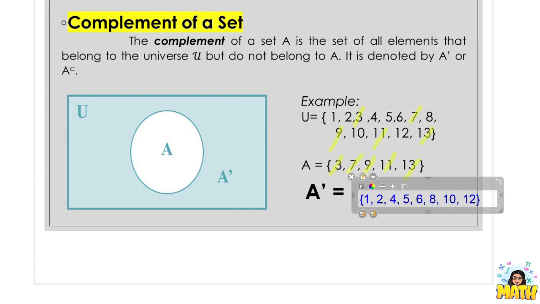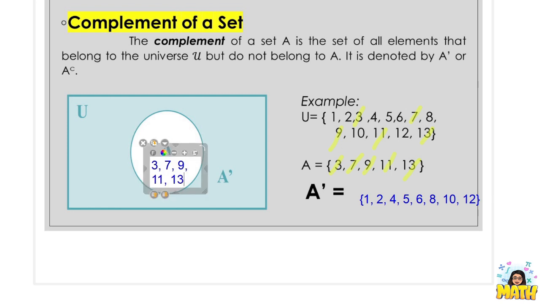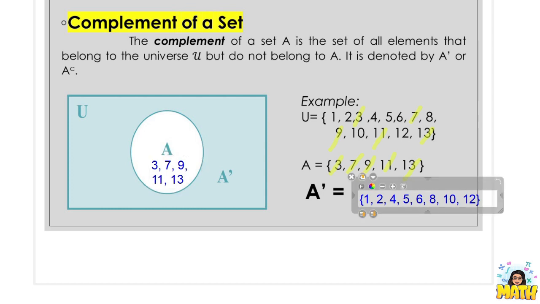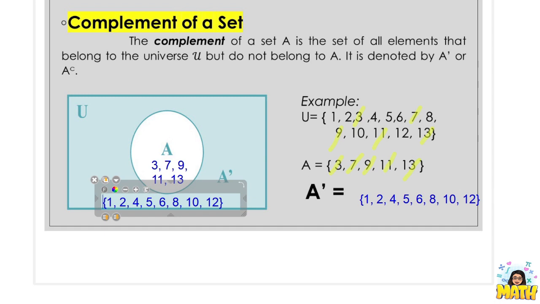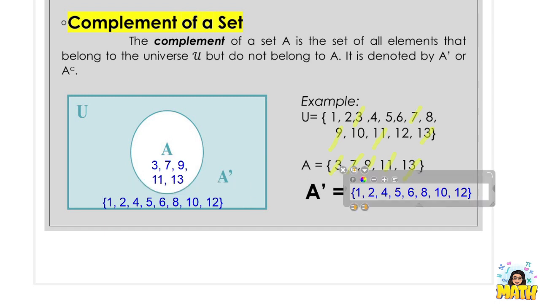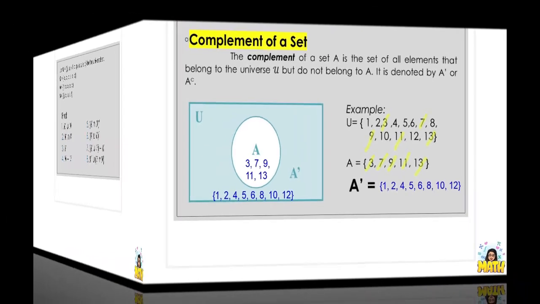So, these are the elements that do not belong to set A, but are in the universal set. Ang tawag doon ay complement of a set. Again, para mapakita siya sa Venn diagram, these are the elements that belong to set A, while the following do not belong to set A. Ang basa din diyan ay A prime, or complement of set A.